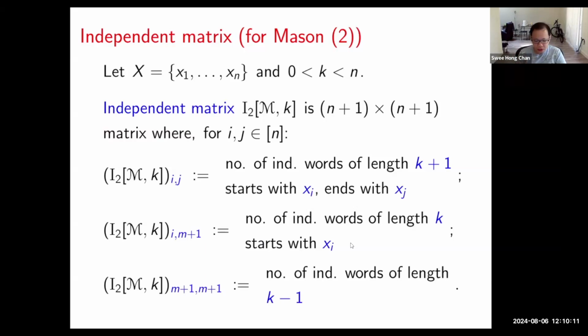Okay. So I2 is defined as follows: the entry for i and j, when i and j are at most n, is the number of independent words of length k plus 1 that start with xi and end with xj. Oops, I forgot to update this. This is n plus 1. When your last index is n plus 1, the entry is the number of independent words of length k that only start with xi. You don't have a condition on the ending letter. And when it's n plus 1 times n plus 1, this is simply the number of independent words of length k minus 1. No condition on the starting point, no condition on the end point.